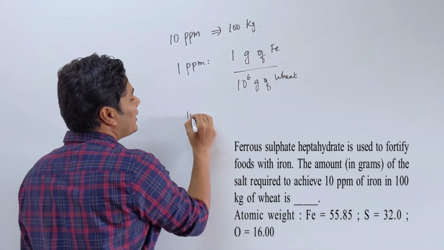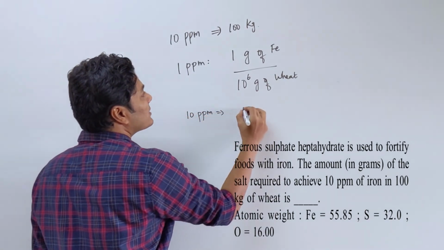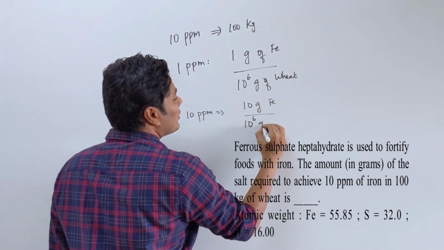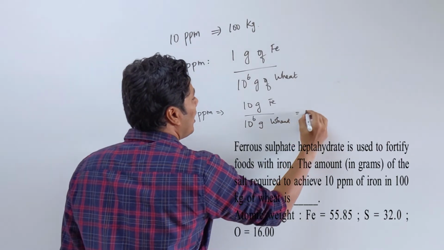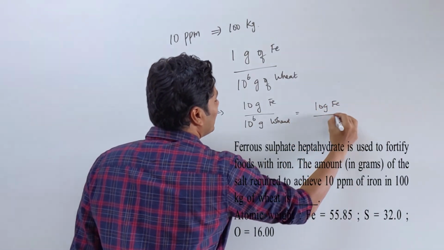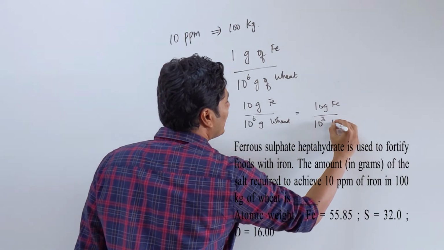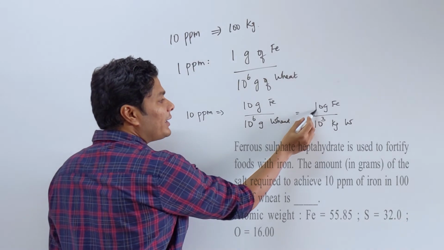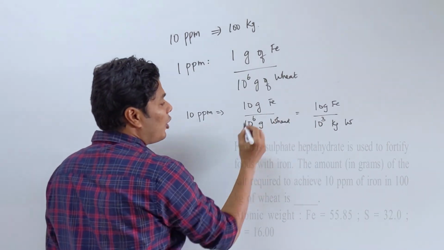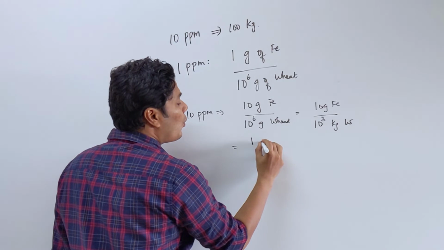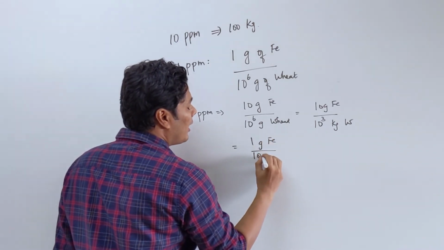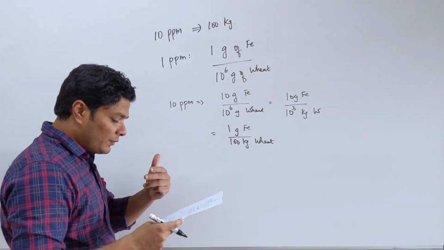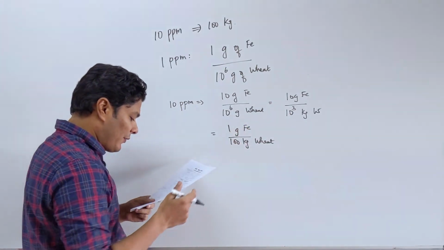Now I want 10 ppm, which is 10 grams iron in a million grams of wheat or 10 grams iron in 10 to the power 3, 1000 kilograms of wheat. They are asking you only 100 kilograms. So 10 grams in 1000 kilograms. So how many grams in 100 kilograms? 1 gram iron in 100 kgs of wheat. Now they are talking about how much of this compound you will take that will contain 1 gram of iron.